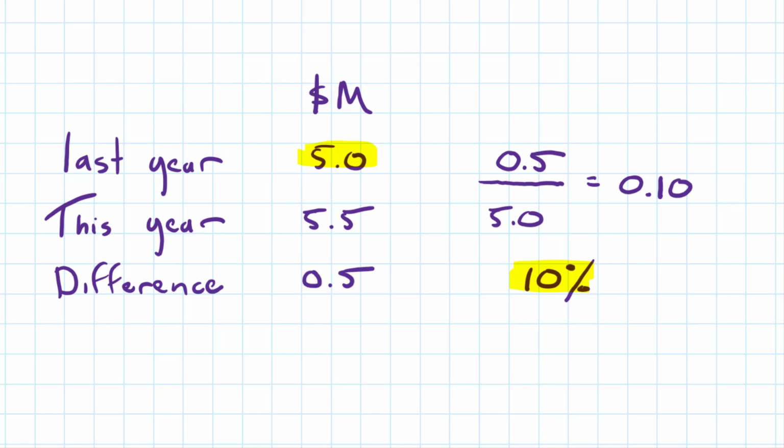And this works both ways. Imagine that sales weren't $5.5 million, but imagine we had a decrease in sales. This difference now is a decrease, so we could show it as a negative 0.5, and that would change the sign of the 10%. So now we have a 10% drop in sales. So sales dropped by 500,000, that's a 10% drop in sales.